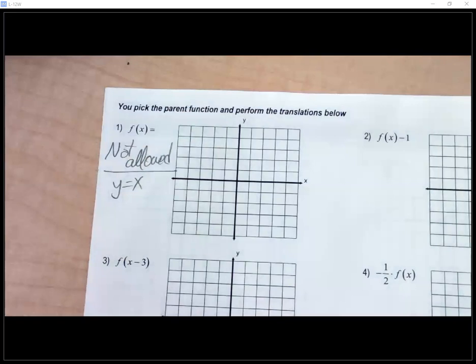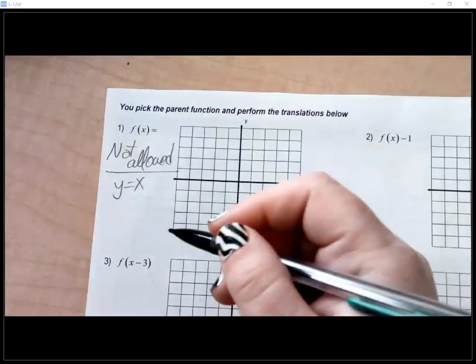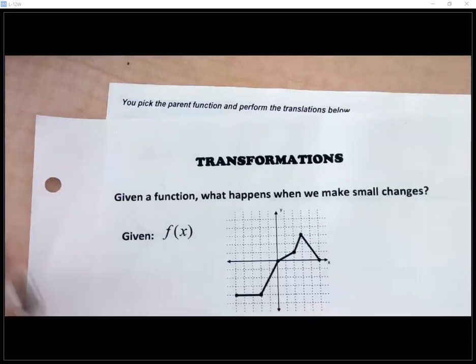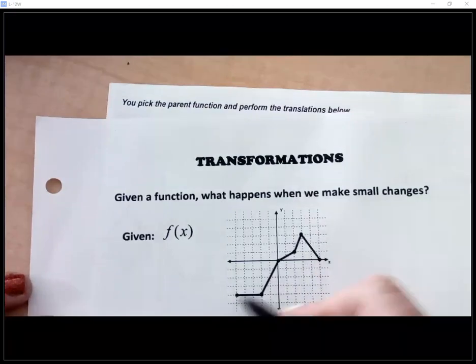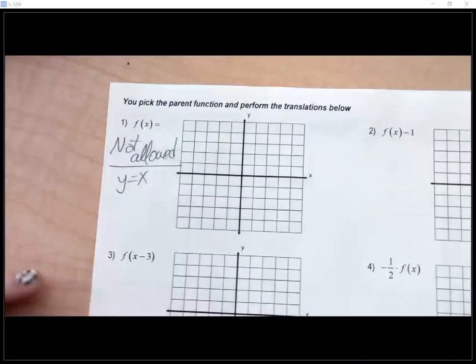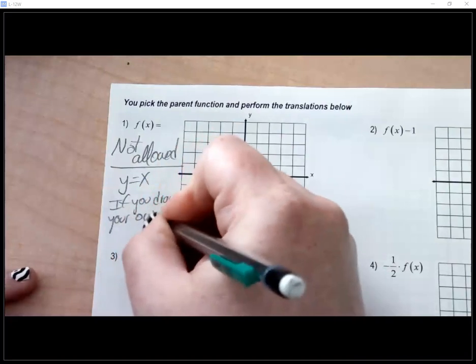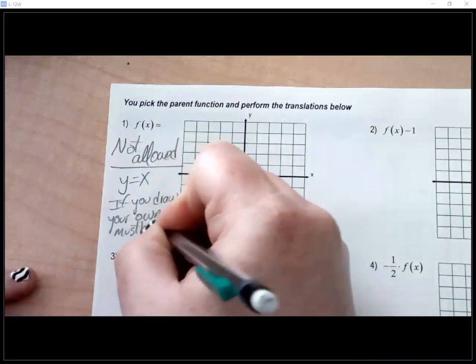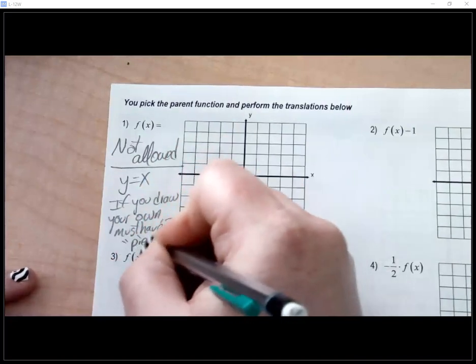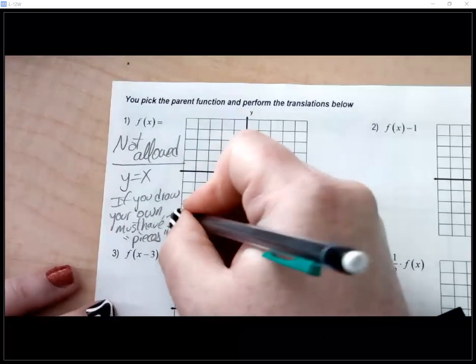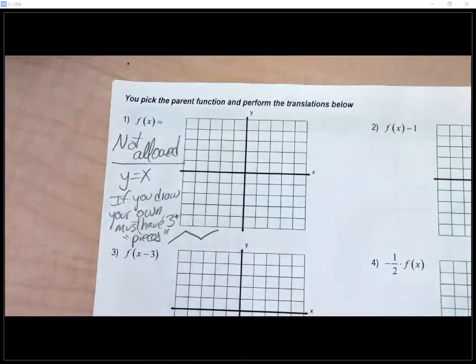I don't know why you'd pick some of the more complicated ones, but you can. You can do whichever one you want. If you make your own, you would need something similar to this. You can't just pick a straight line. So it has to have at least 3 points where something changes. So if you draw your own, it must have 3 pieces, or more. You can have more than that. Must have 3+ pieces. I mean, if you want to draw all those lines, it'll take you forever.